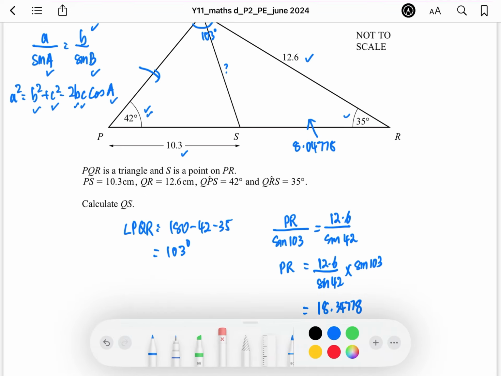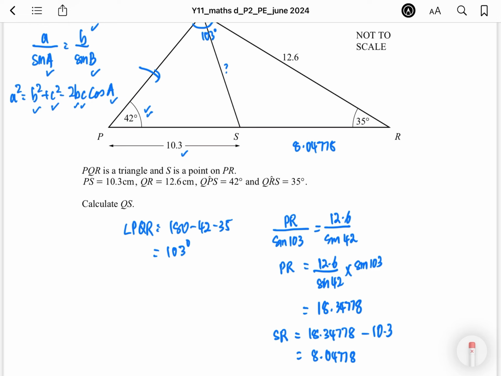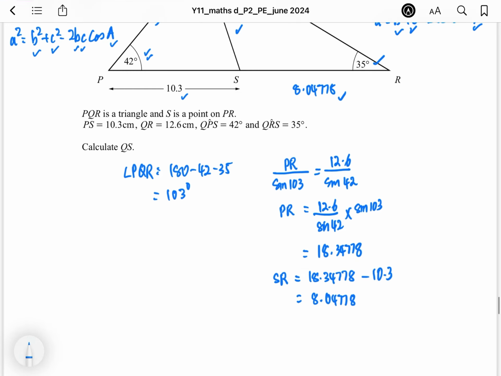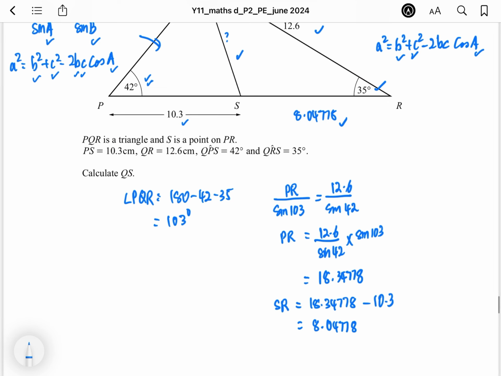So that means for this triangle, I have two sides and one angle and a side that I need to find. That means I can use the cosine rule, because cosine rule needs two sides and one angle. So where do I put my working here? Let me just write here.